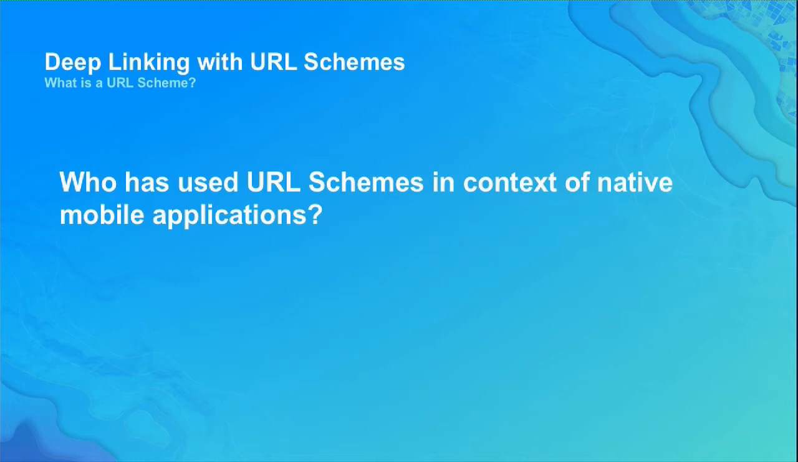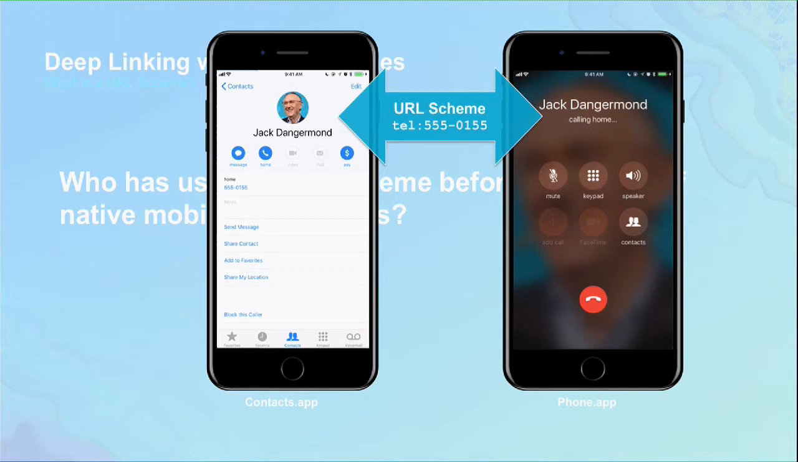So who thinks they've used a URL scheme before in the context of the mobile environment? And the answer is probably all of you have. One simple example of how this works can be seen when you're looking at the contacts app. If you go to make a call to someone, what it's doing is passing the telephone number and maybe some other information over to the phone application so you can make your call. So note the URL that I have shown there, and we'll break that down in a little bit.